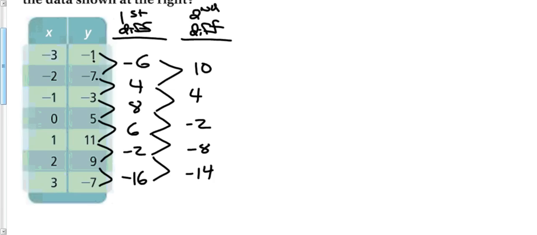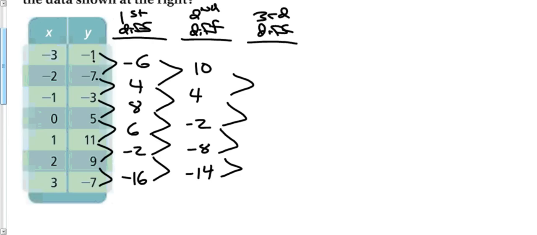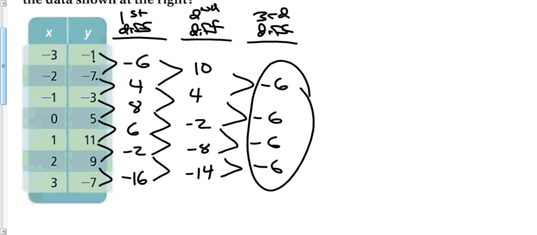So looking at my second differences, I see that they are still not the same. If they were the same, this would be a quadratic. This would be x squared. But they're not the same. I keep going. And we see 4 minus 10 gives me -6. And look, all my differences are the same. So that means this is a third degree polynomial.